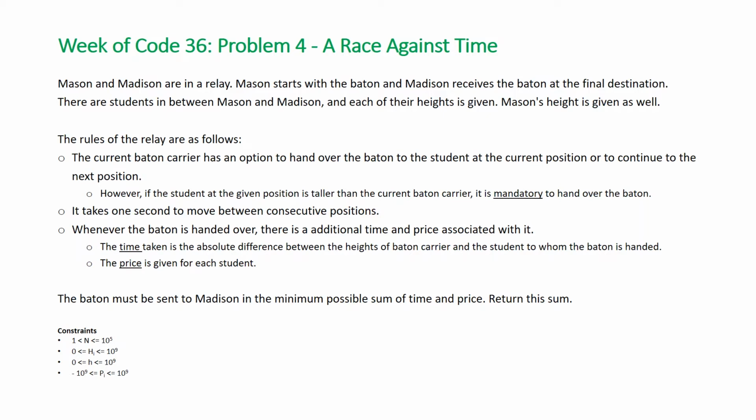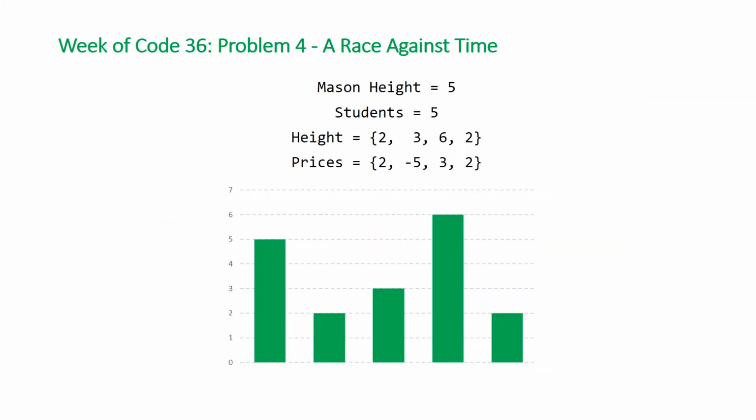So let's take a look at an example. In this example, Mason's height, the individual who starts with the baton, will have a height of 5. There's 5 students in total. That's Mason plus the 4 other students. Madison doesn't really count. She's just at the end waiting for the baton. And the heights of the 4 other students other than Mason are given here: 2, 3, 6, and 2.